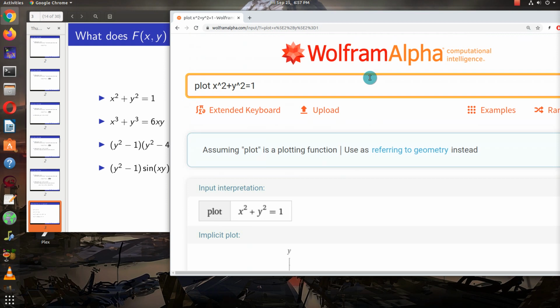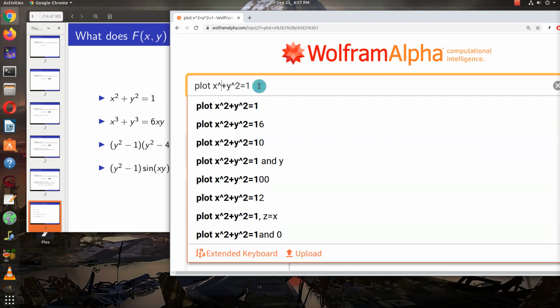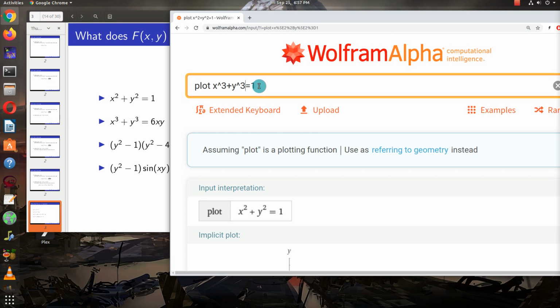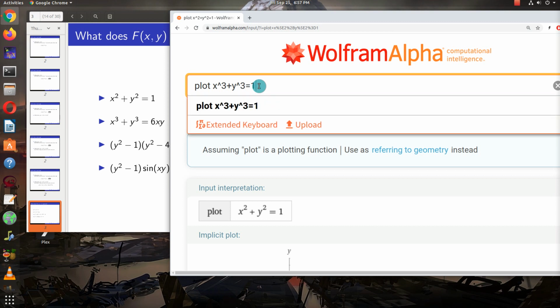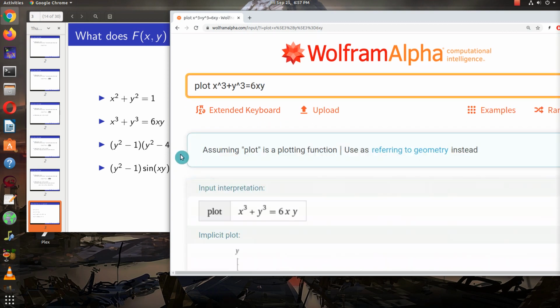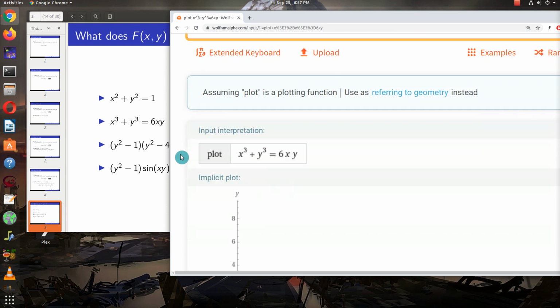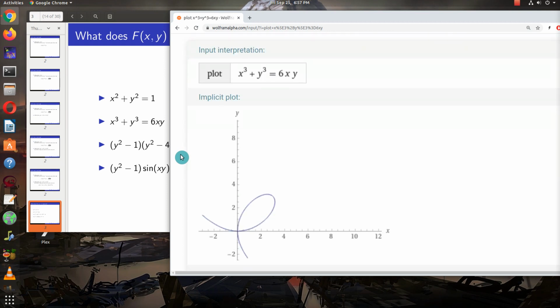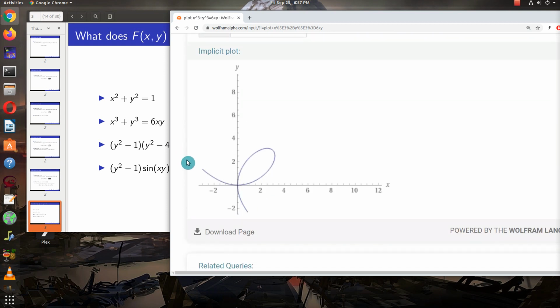Okay, so let's try the next one that's on the list, and that's x cubed plus y cubed equals 6xy. And let's see what this is going to look like. I wonder what it's going to look like. Oh, that's interesting. So the curve comes down and around and over. So is it possible to break this apart to make this a function of x?